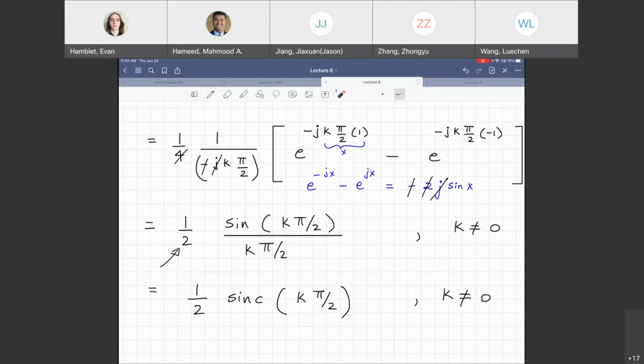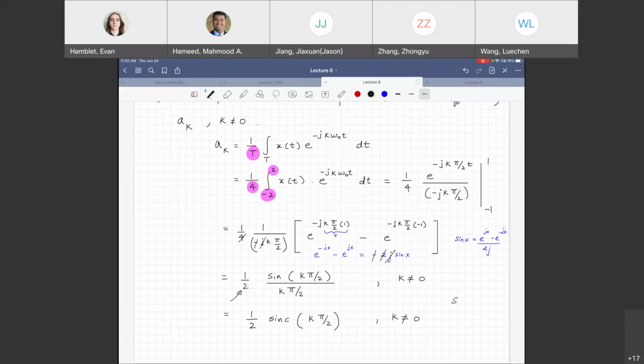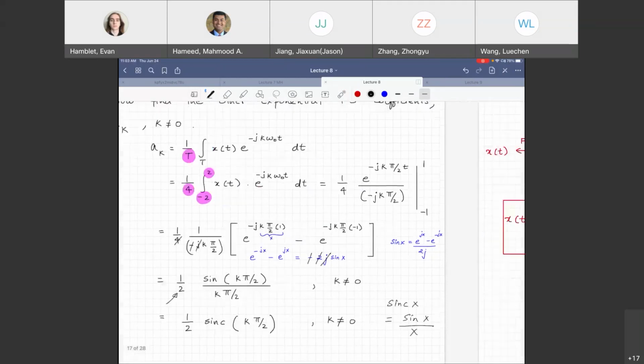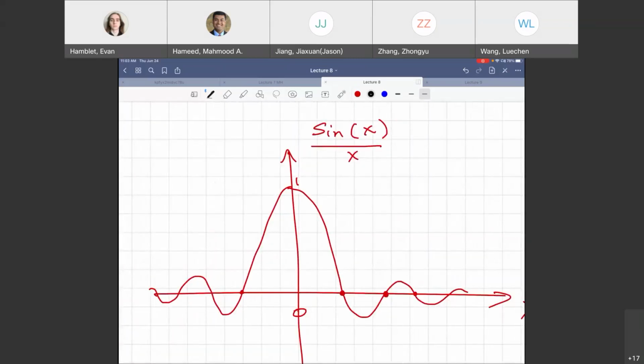What is a sinc function? Sinc x is sine x over x. You guys have used sinc function before? Never? None of the other classes? Okay. So the sinc function looks like the ripples in a pond after you drop a stone in it. The ripples are going to decay, so it's going to look something like this. That's how a sinc function looks like, sine x over x.